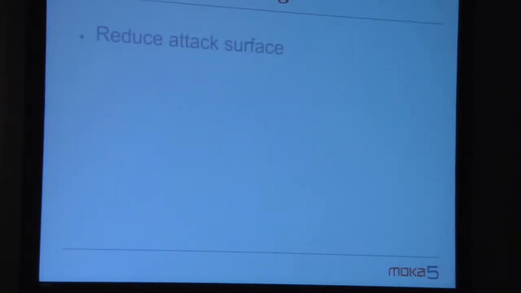So why do you do sandboxing? Well, to help reduce the attack surface. Basically, if you run a program in an environment where it can access anything, then that's a very large attack surface. When you run in a sandbox, the attack surface is much smaller.